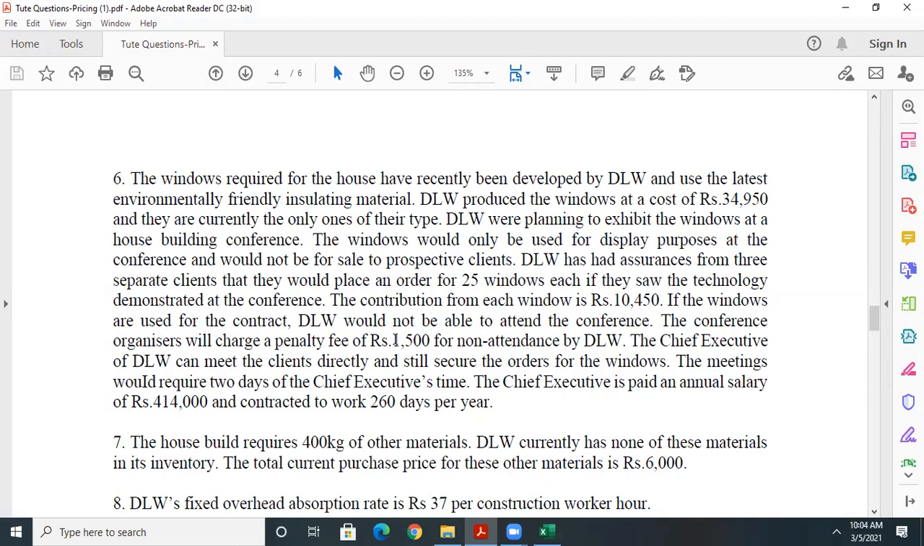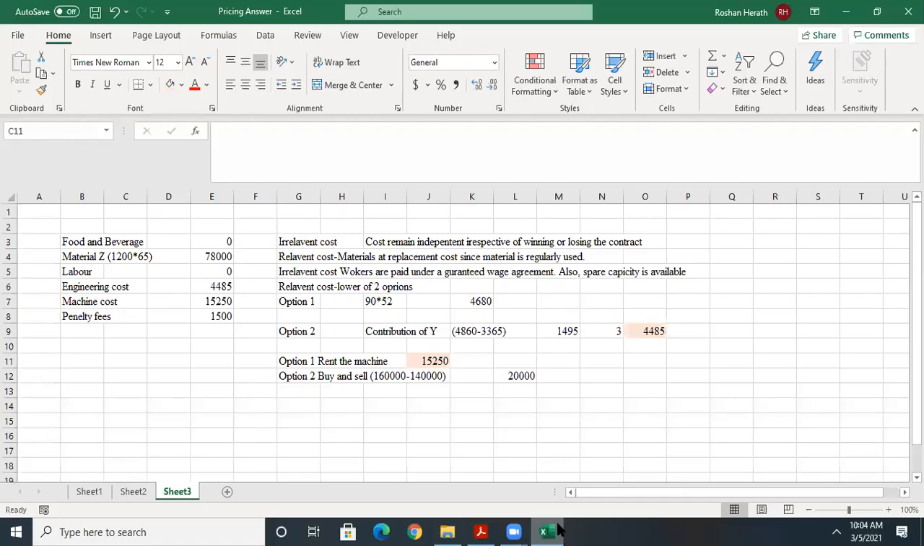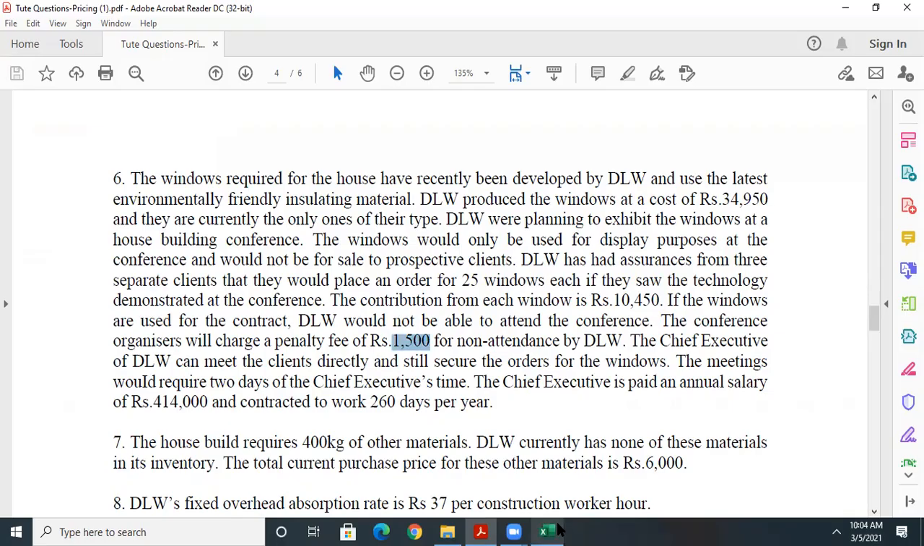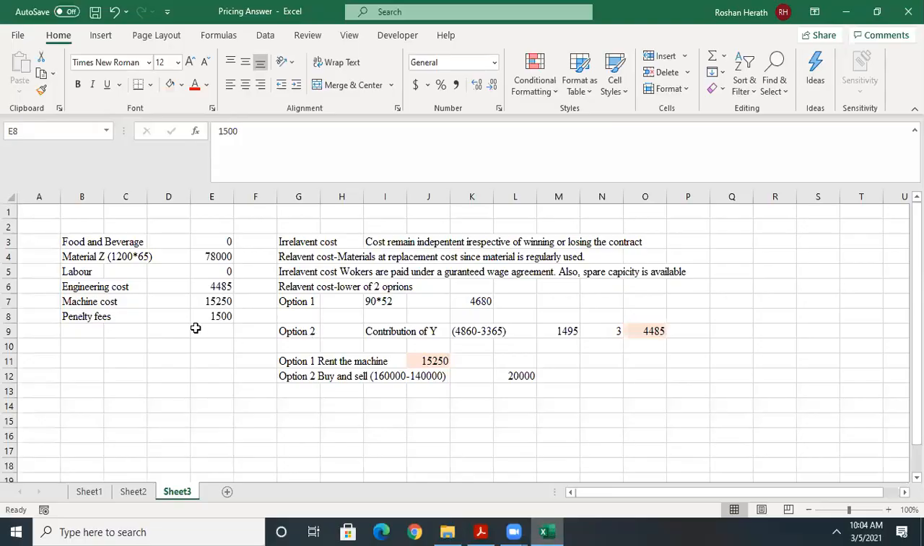So therefore the only relevant cost is the penalty that you would be paying if you do not attend the conference. So if you take that decision, the only cost is penalty fee of 1,500. Right? So therefore you can justify that when it comes to the Windows cost 34,950, it's a sunk cost.